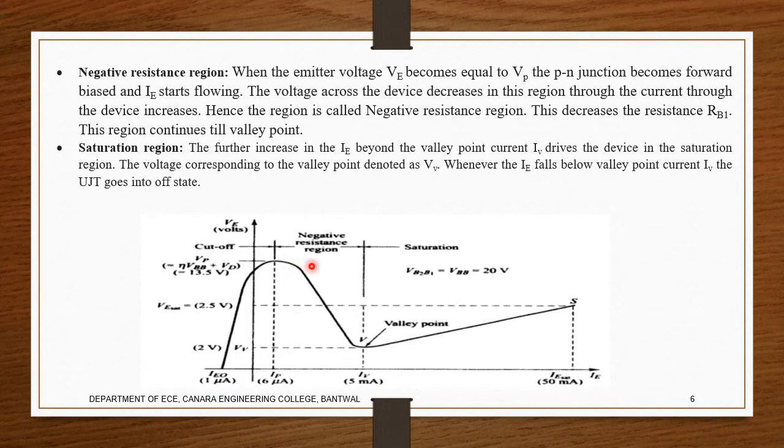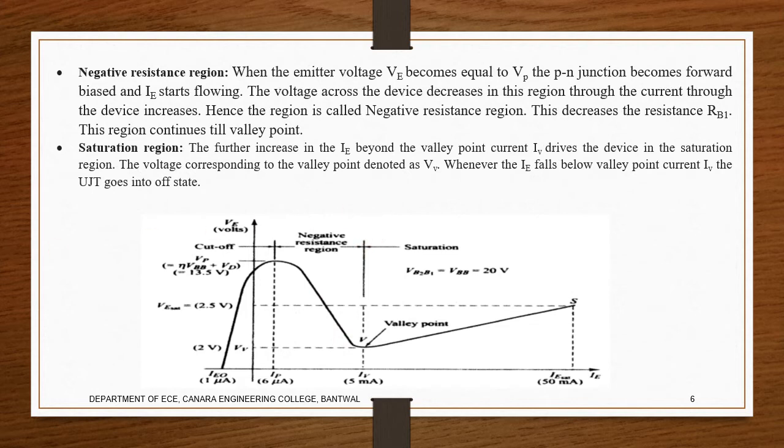The voltage across the device in this region decreases as the current increases. So resistance does not matter here; only the voltage has decreased and the current has increased. Hence we call this the negative resistive region. So here what is happening, current is flowing too much and the voltage is decreased.